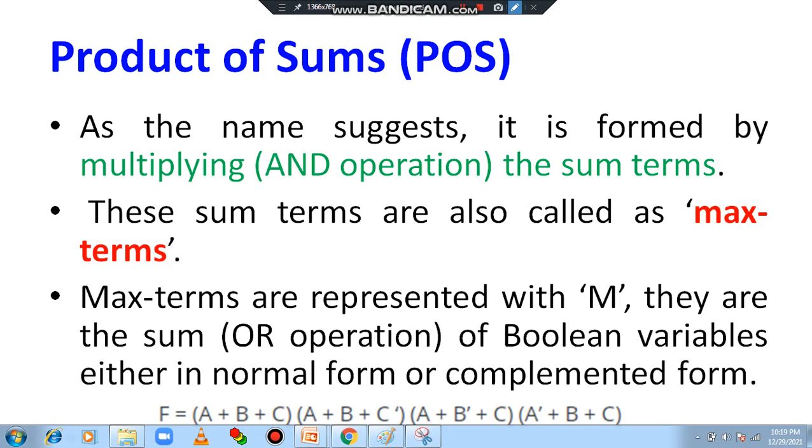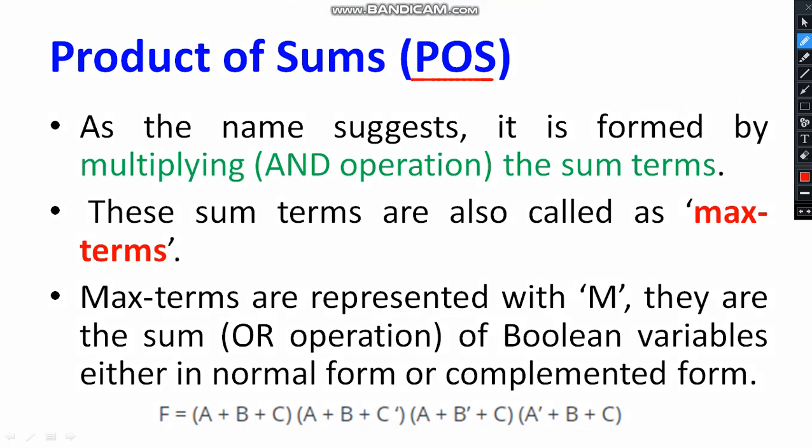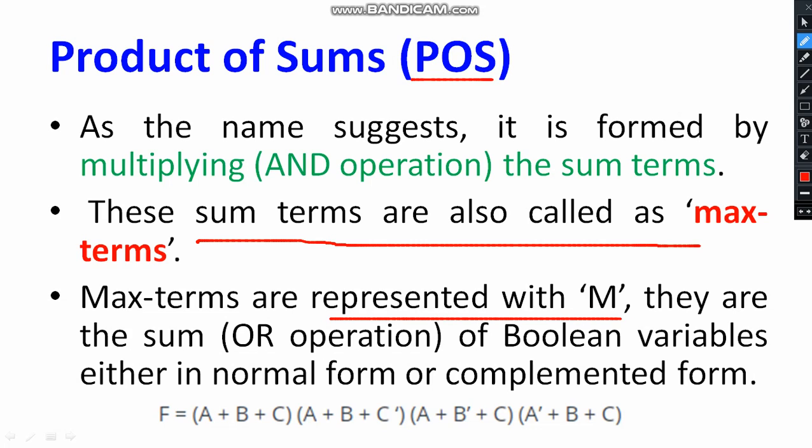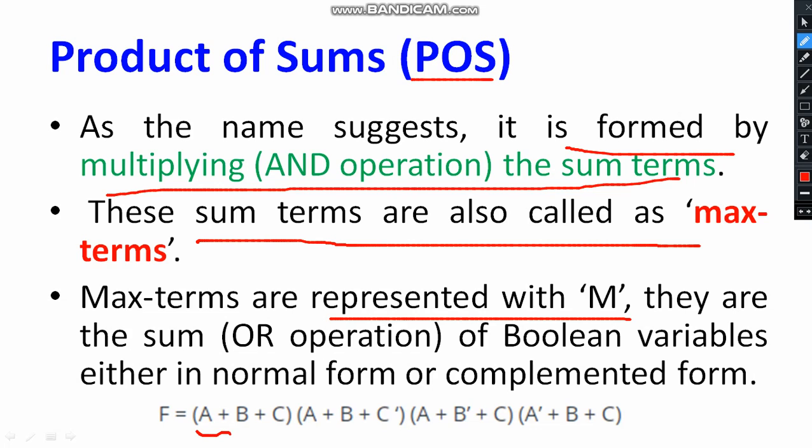Similarly, there is one more method that is called product of sum. It is known as POS. The product of sum is also known as max term, which is denoted by the capital letter M. As the name suggests, it is formed by multiplying the sum terms. Look at this, these are the sum terms, a plus b plus c. Here OR gates are required, just opposite to that of min terms. You can see these are the OR gates.